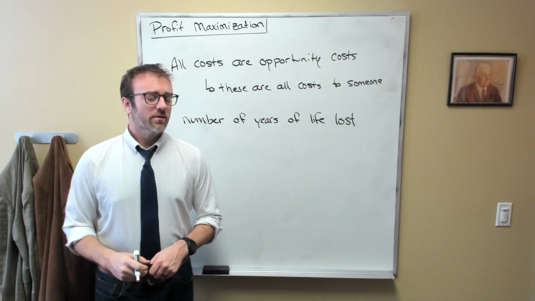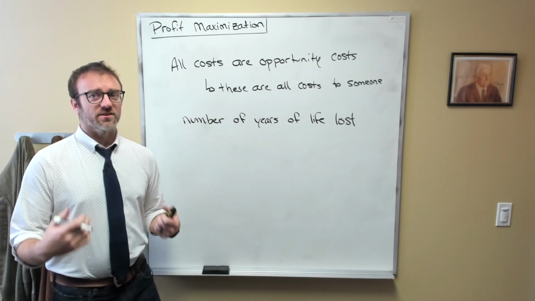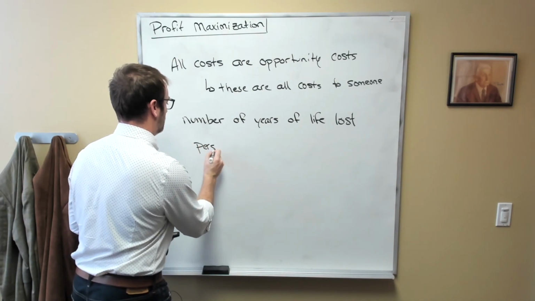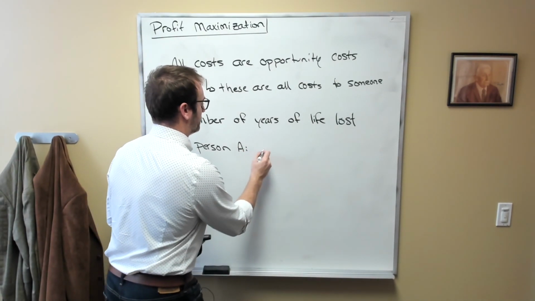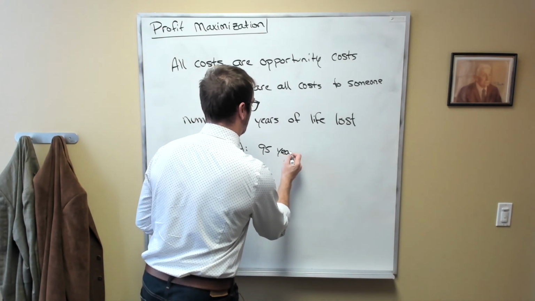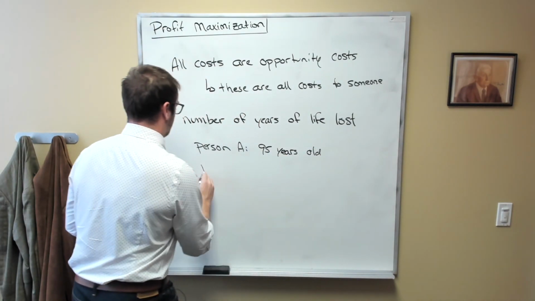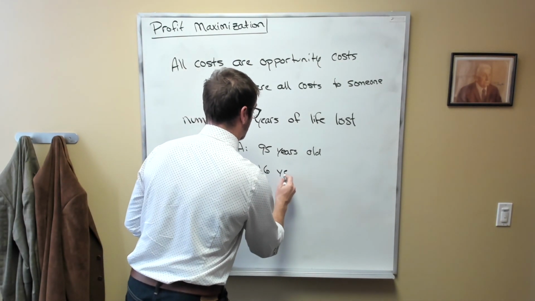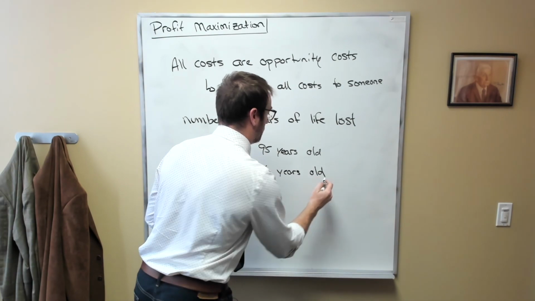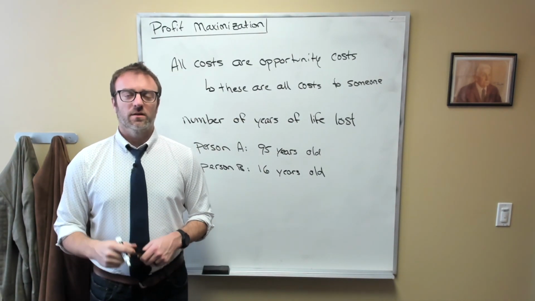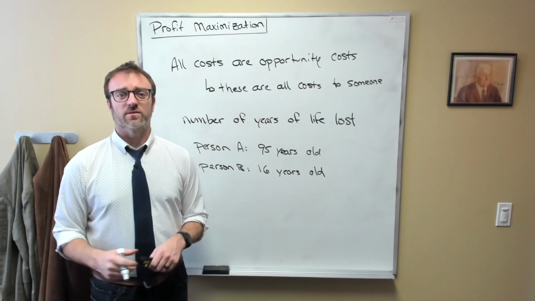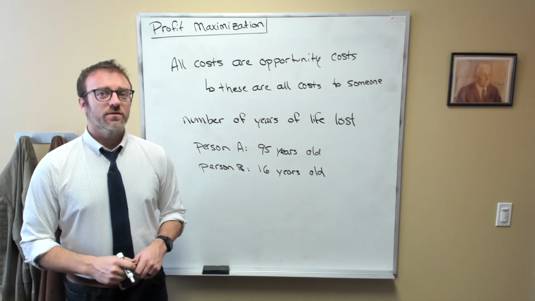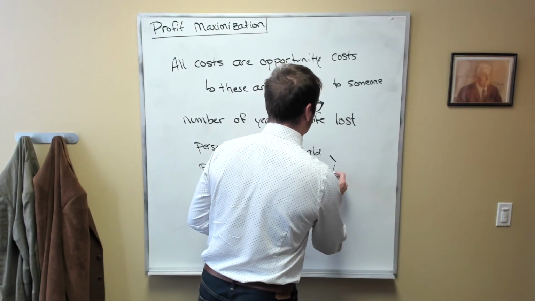For example, suppose that we have two people who contract a deadly disease and there's only one cure available. Person A is 95 years old, and person B is 16 years old. Without treatment, these people will unfortunately pass away within a year. With treatment, however, they will live to be 100.